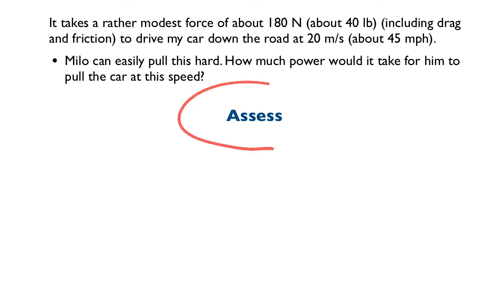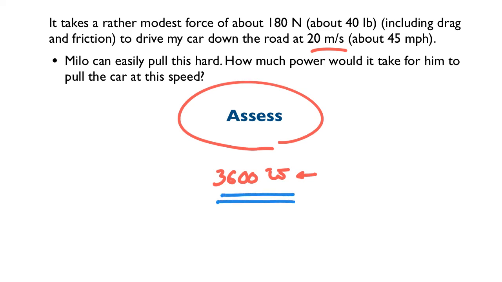And here's my assessment. Could Milo do this? And the answer is no, he sadly cannot. 3,600 watts is way more than an animal is capable of. And we know that this is true because if I could do it, doggone it, I would do it. Milo would have a blast and we would be the talk of the town. But Milo can't pull with this much power. He's just simply not capable. He's probably also not capable of running at 20 meters per second, but let's leave that aside. That power output is just way too much for animals to be able to do.